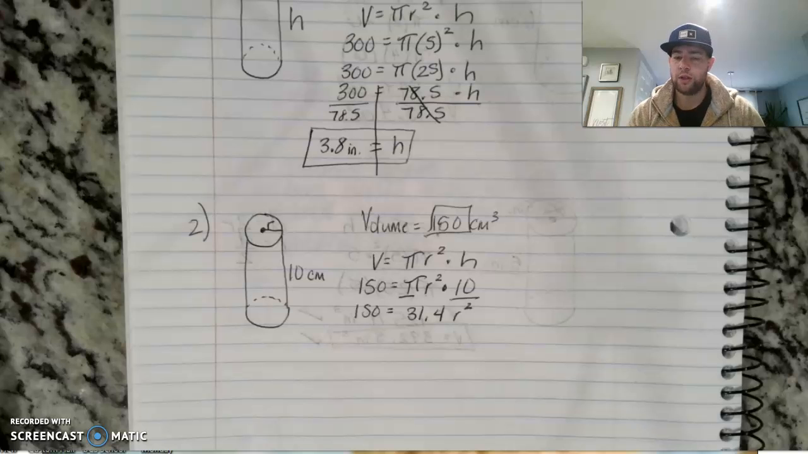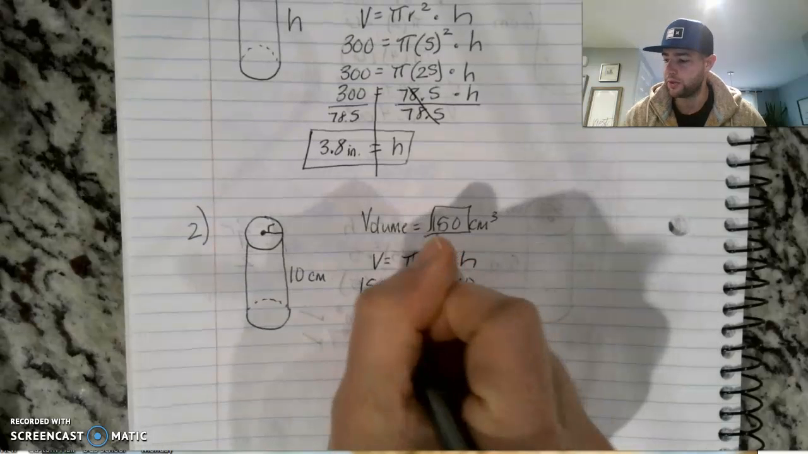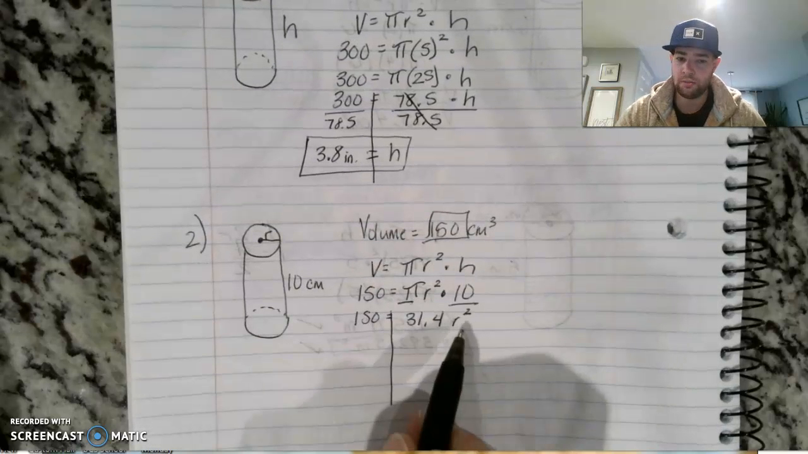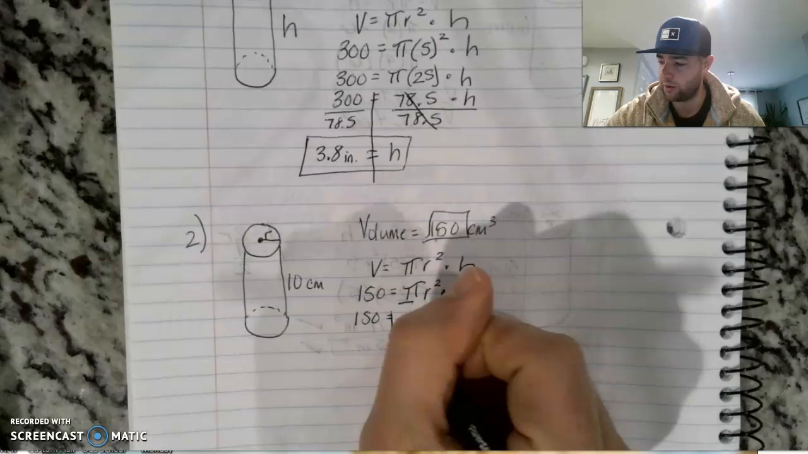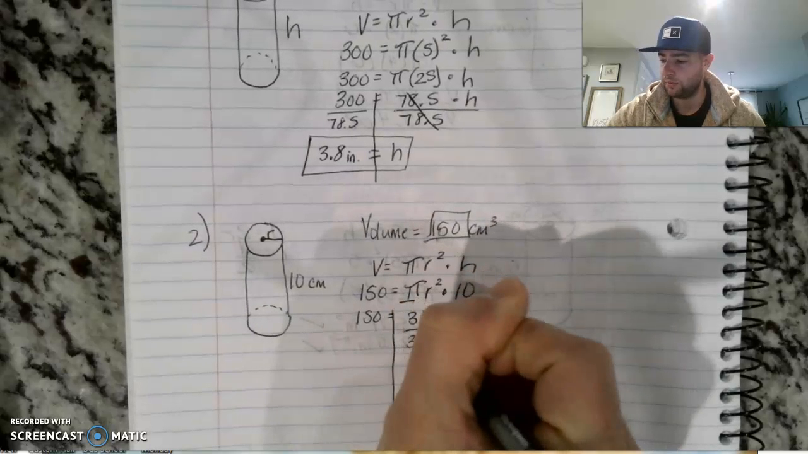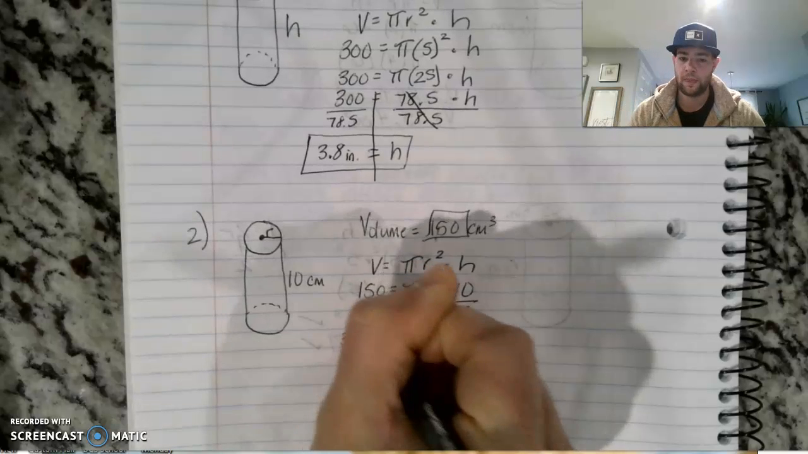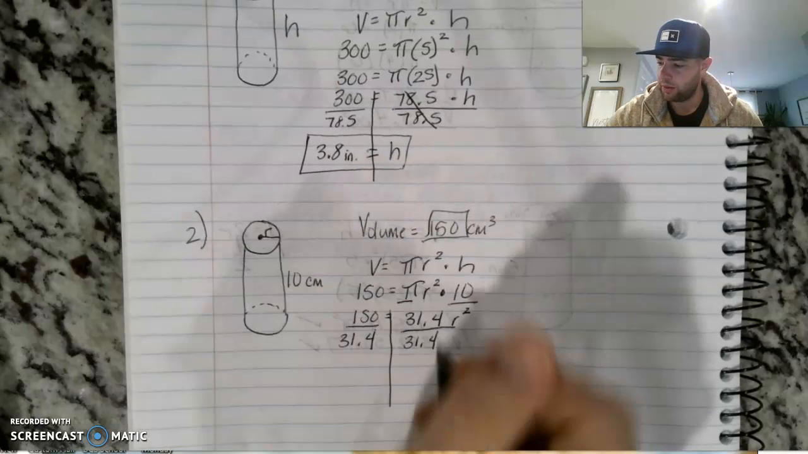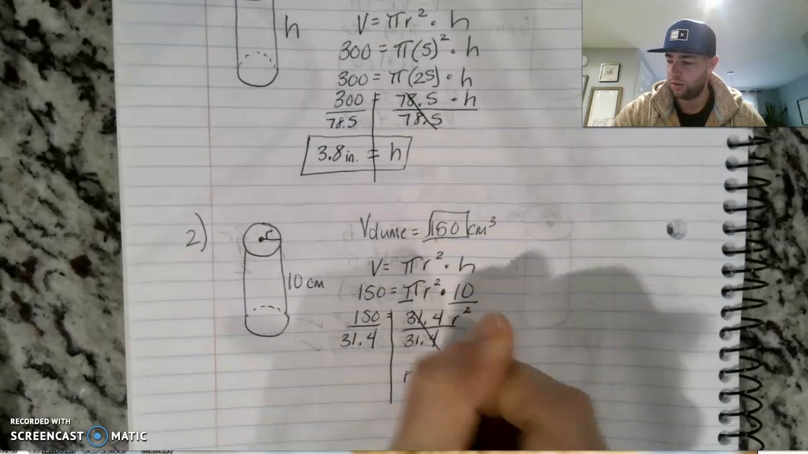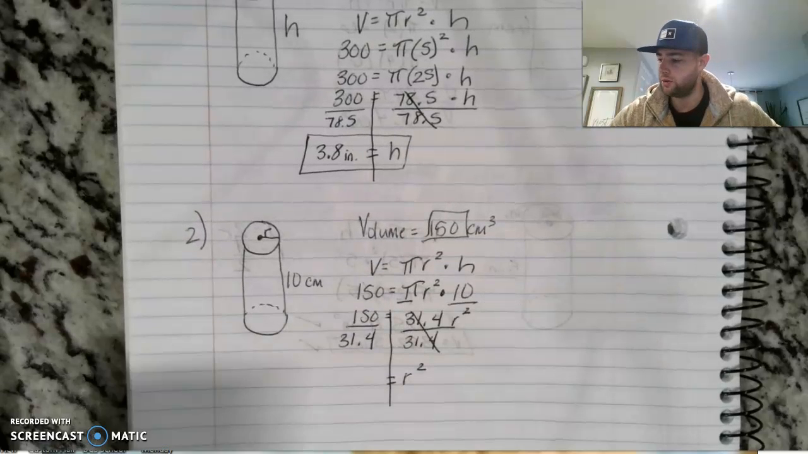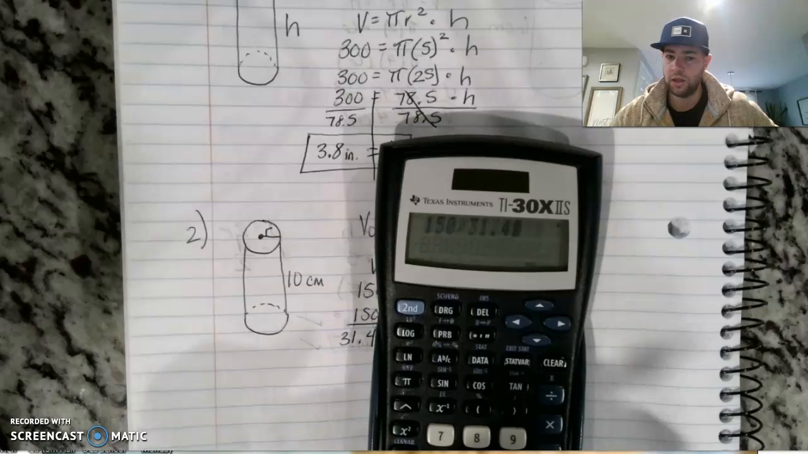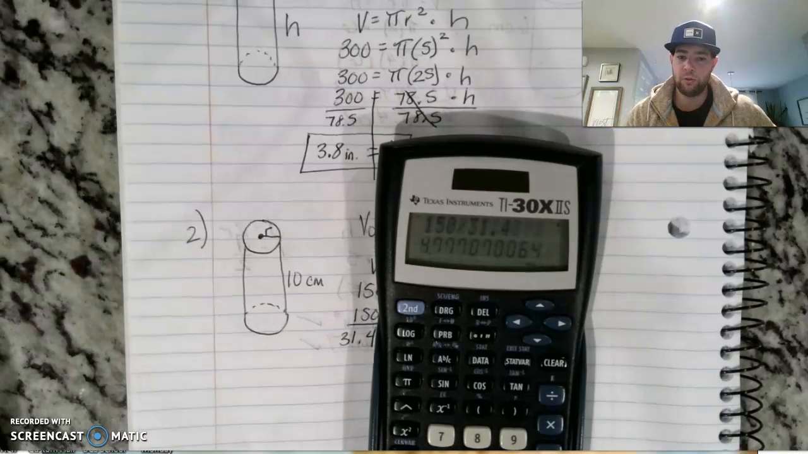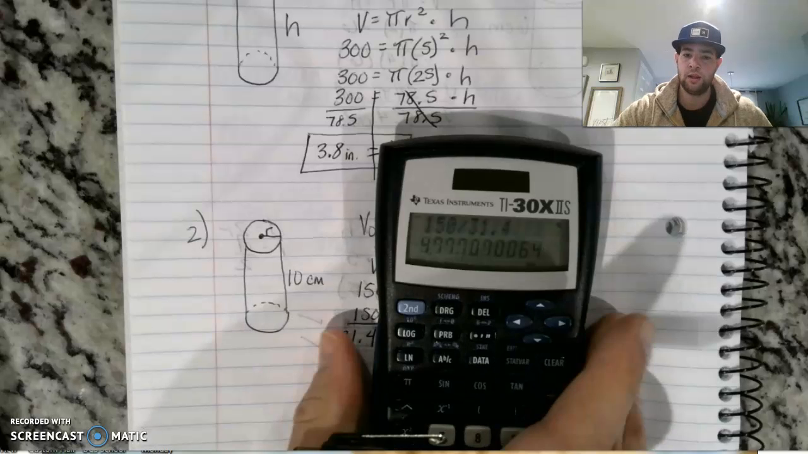So we have two more steps that we have to do to undo this problem to get the radius by itself. Again, I'm going to separate the left and the right of the equal sign. Right now the radius squared is being multiplied by 31.4. So I'm going to divide both sides by 31.4 first. I'm going to show what cancels, bring down radius squared equals, and then in my calculator I'm going to do 150 divided by 31.4, hit equals, and we should get about 4.7 repeating. So I'm just going to round that to 4.8.